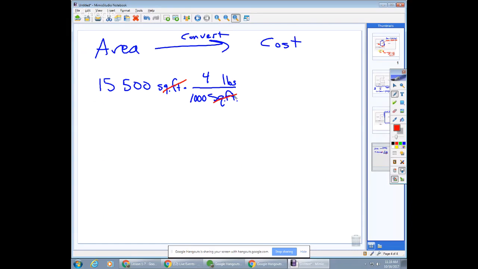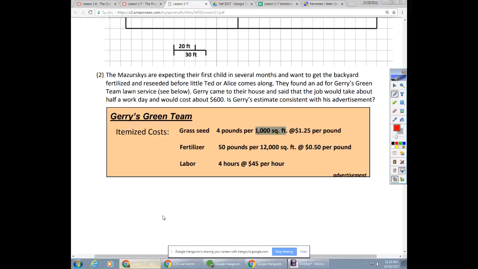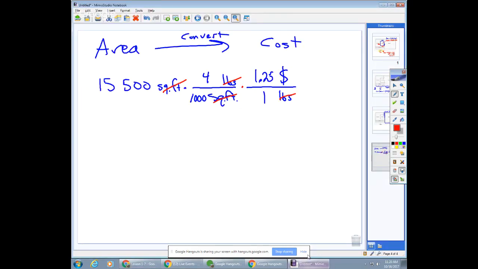Now the next ratio they gave us was that it's going to cost $1.25 per pound. So here I can multiply by another fraction to get rid of pounds and change that to dollars, and the rate was $1.25 per pound. And that's going to allow me to get rid of pounds. So according to those conversion numbers given on the worksheet here, I end up with this way of putting them together.